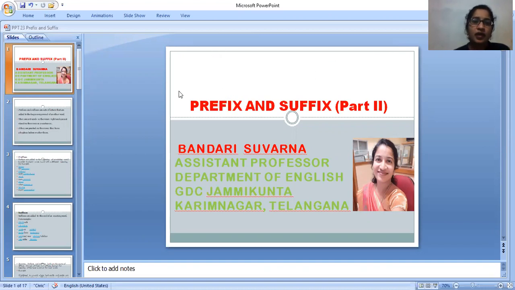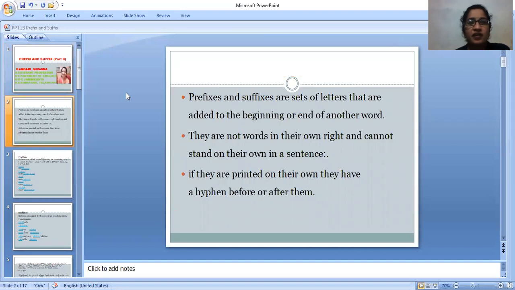Our topic today is prefix and suffix. So let's first see what a prefix is and what a suffix is. Basically, prefixes and suffixes are just groups of letters which can be added at the beginning or end of a word. We have a word called the root word, and a prefix is added at the beginning of the root word, and a suffix is the group of letters which is added at the end of the root word.